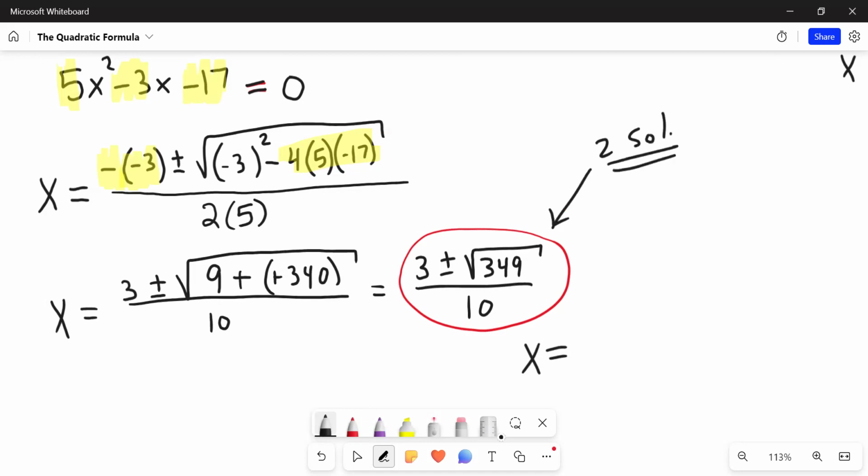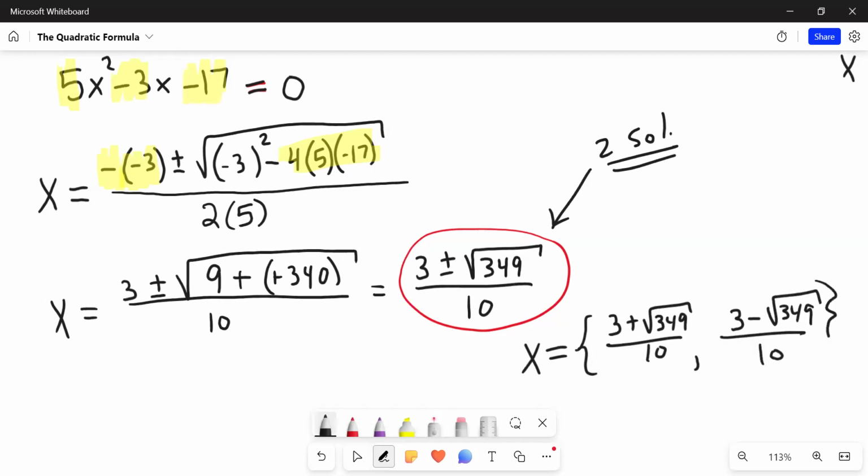Okay, so what does that mean? It means that one of the solutions is 3 plus the square root of 349 divided by 10, and the other solution is 3 minus the square root of 349 over 10. Those are our 2 solutions.